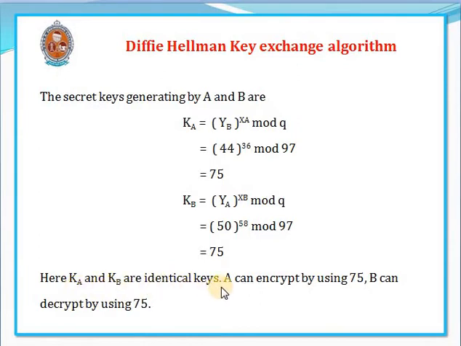Now A can encrypt the message by using 75 and B can decrypt the message by using 75. Here A prepares a message, encrypts it by using 75 and transmits it through a communication channel. Now after receiving the ciphertext, B can decrypt it again by using the secret key 75. Here 75 is the secret key that is shared between the two parties.